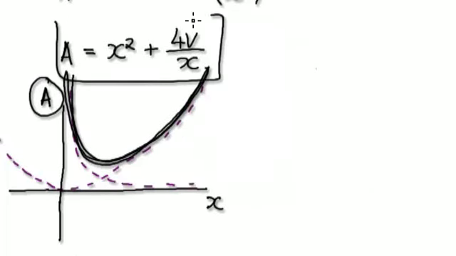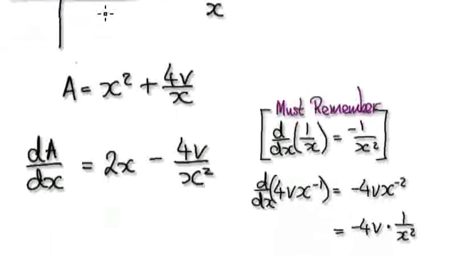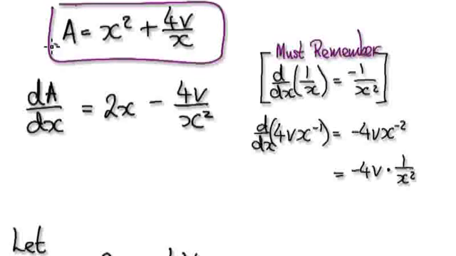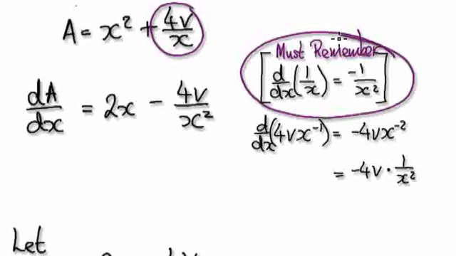Now we need to find the minimum a. To find the minimum a, we need to differentiate this. Starting with a equals this, we differentiate it, and it will give you this. When you come to differentiate this here, ingrain this inside your mind. You must memorize this. When you differentiate this, it becomes this.